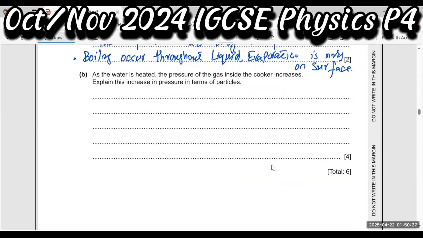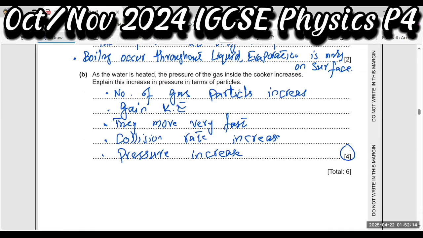Okay, as the water is heated, the pressure of the gas inside the cooker increases. Obviously, the particles will collide with each other. They will get the energy, and the pressure is increased. Explain this increase in the pressure in terms of particles, and this is the most common question asked in many papers. The number of gas particles increases when the water is heated. When the gas is heated, the particles get the kinetic energy, they move very fast and they collide with the container, and they exert the pressure. So there are many points you can write.